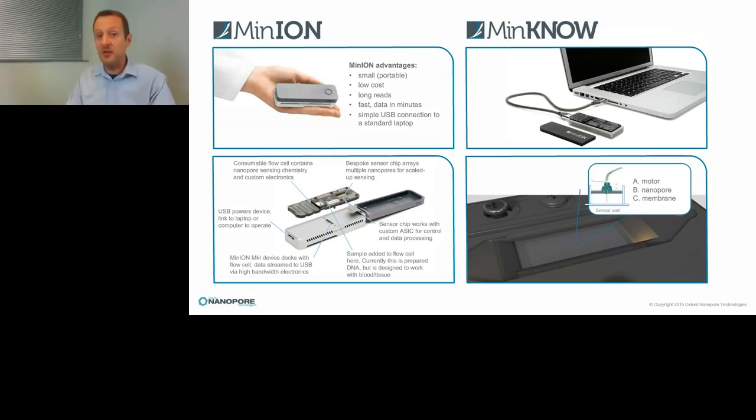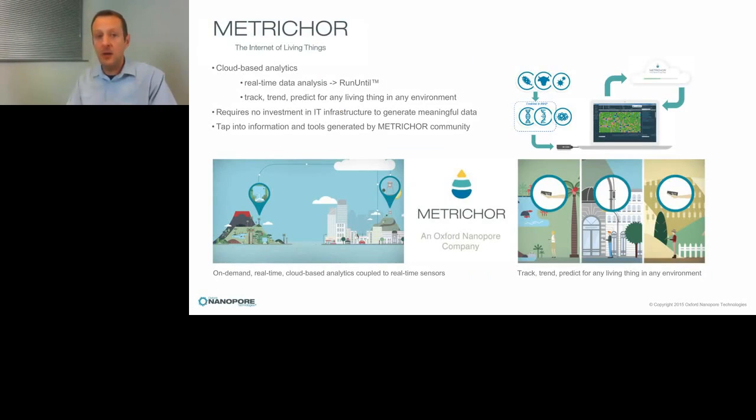In the bottom right pane, you can see a closer view of the area of the flow cell where the pores and membranes are. Each chip has about 500 single nanopores. So that describes the hardware and the wet lab side of the system.